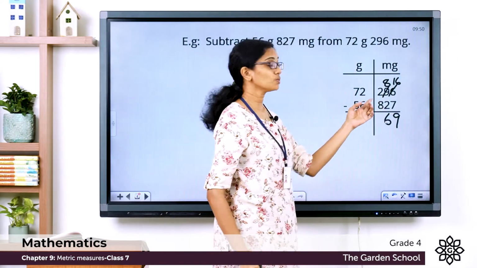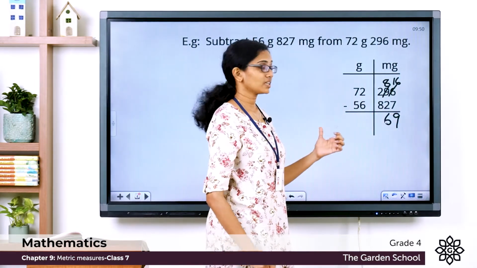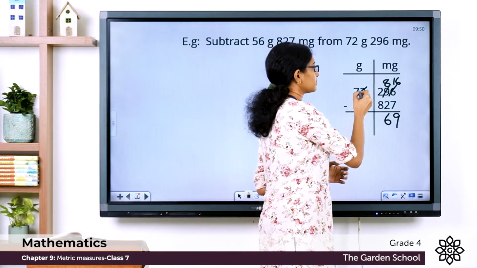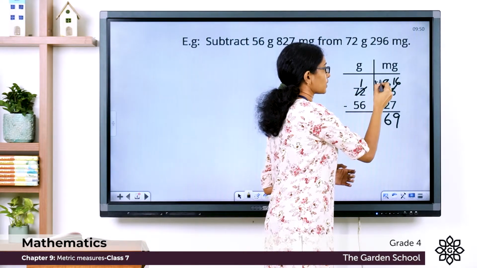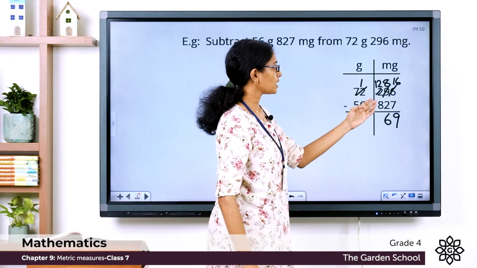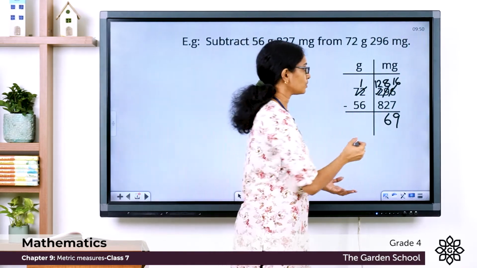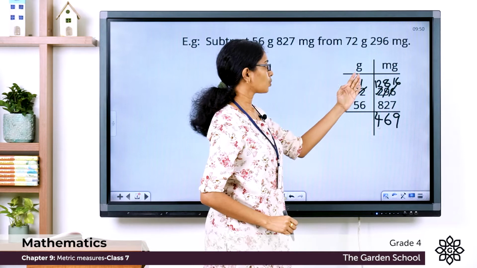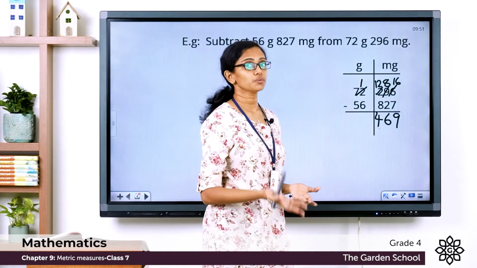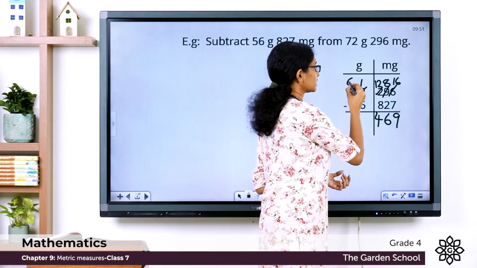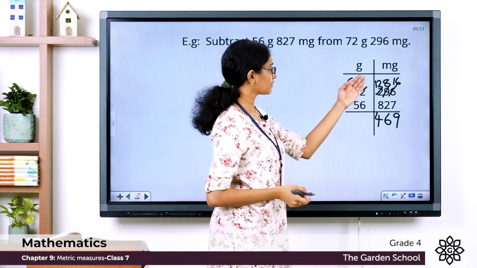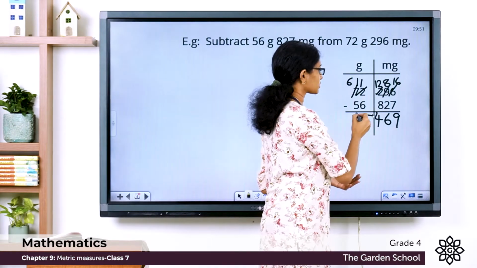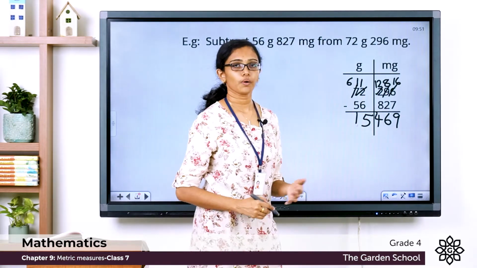And here we have 2 minus 8, which we cannot do. So let's borrow 1 from the grams column. So here it becomes 1 and here it becomes 12. Now we can do 12 minus 8, which is equal to 4. And in the grams column, we have 1 minus 6, so we need to borrow. So this becomes 6 and this becomes 11. So 11 minus 6 is equal to 5. And here 6 minus 5 is equal to 1.